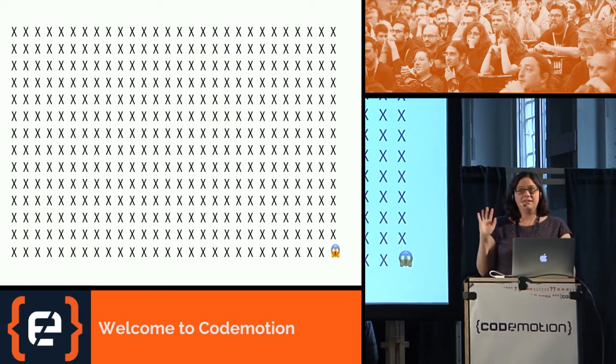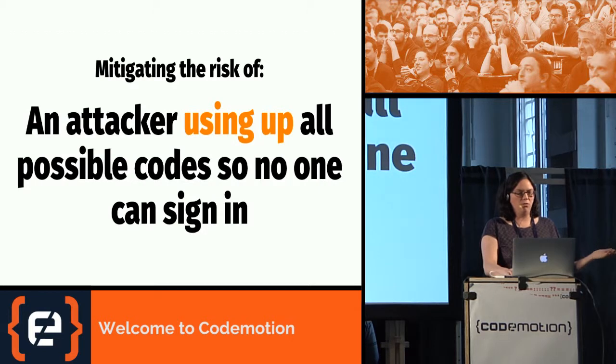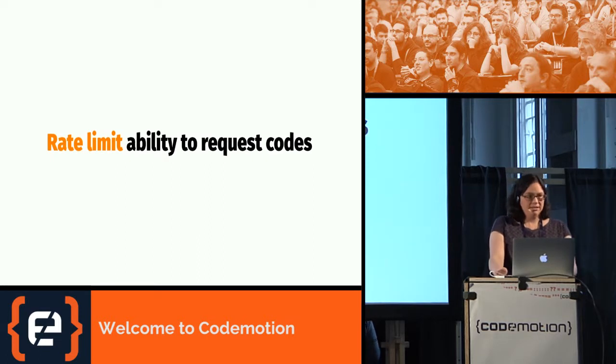So you need to prevent this kind of attack, though, because it's like a pretty simple one to do. And in order to prevent something like this, you either have to have so many codes they can't possibly do it, or there are other ways. Like, what are the ways of mitigating this attack of using up all the possible codes? So one of them is you could rate limit the ability to request codes.